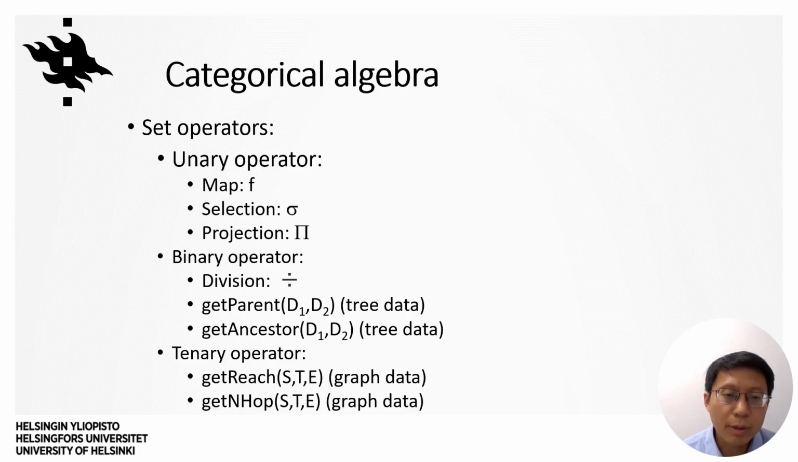Ternary operators mean that we have three different objects, and then we can return another relationship object. In the operator get, which S T E means that we want to find all the nodes from S and all nodes from T where S is reachable to T. Get n hop means that S is n hop reachable to T.